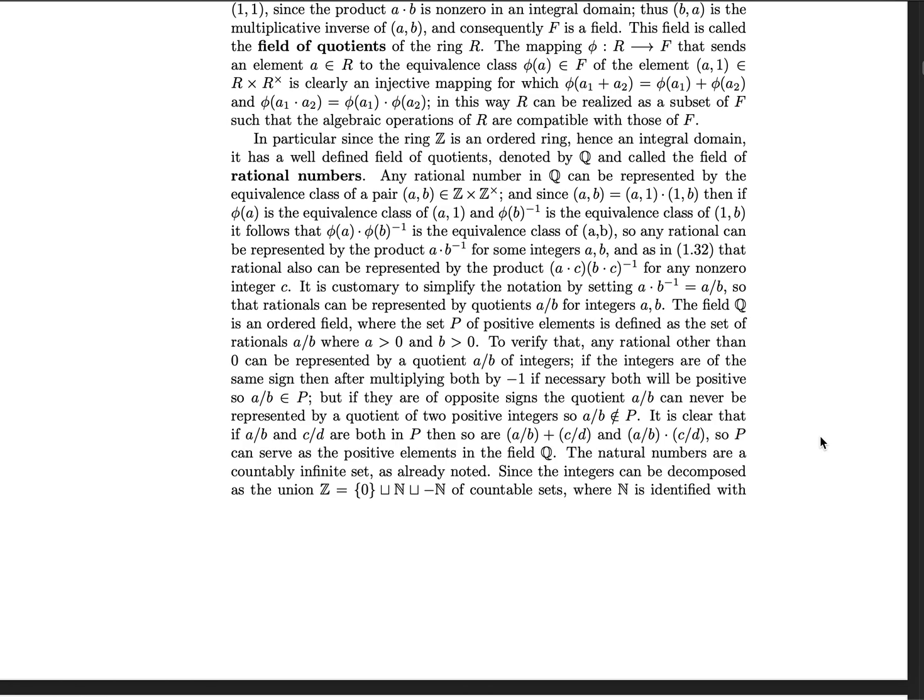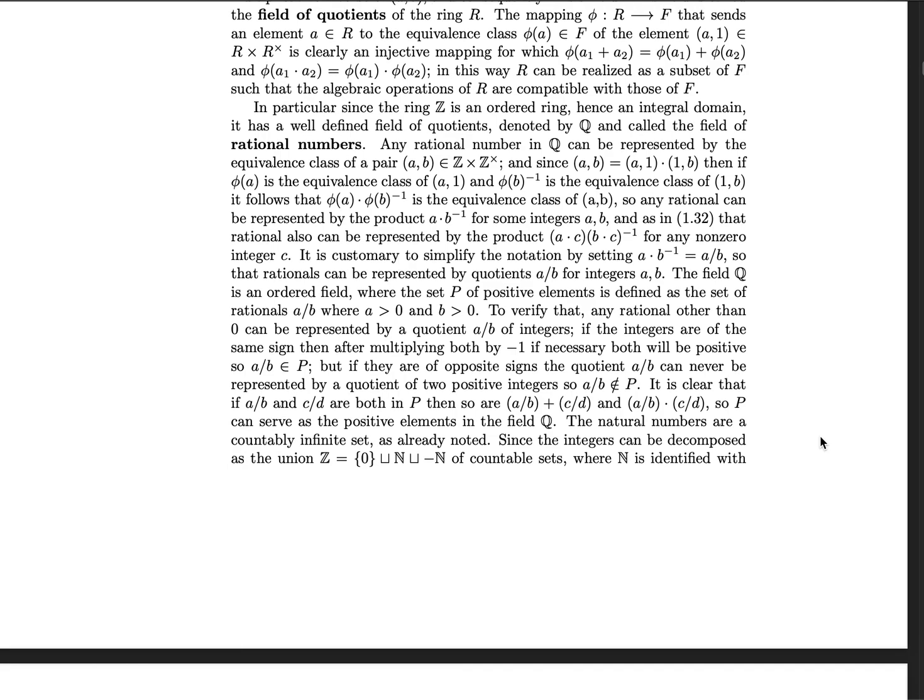Additionally, I'll note in the previous video I said that you can create a field of quotients over any ring. This is not true. In fact, you can only form it over integral domains, and we'll note that integral domains are a subset of ordered rings. Therefore, some ordered rings you can construct a field of quotients over, but not all rings in general, and not even all ordered rings.